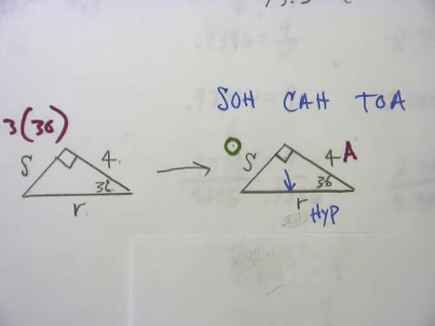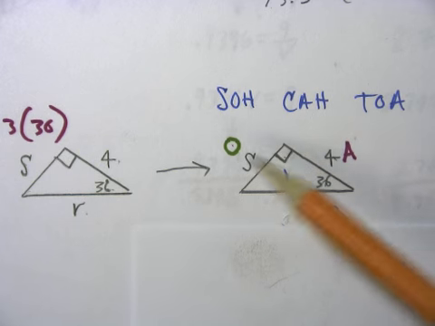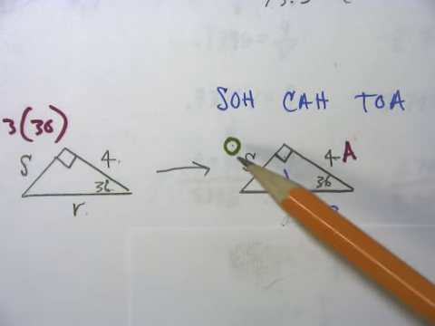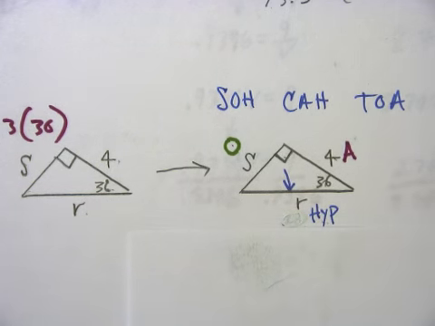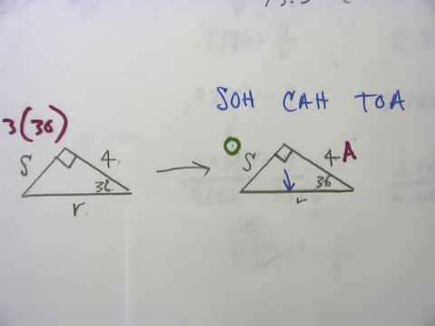So now, here's what you do. You want to find S and you want to find R. Two things you need: the side they gave you and the side you're looking for. What did they give you? They gave you the A. So what are you looking for? Are you looking for the opposite side or the hypotenuse? For us, let's do the O first.